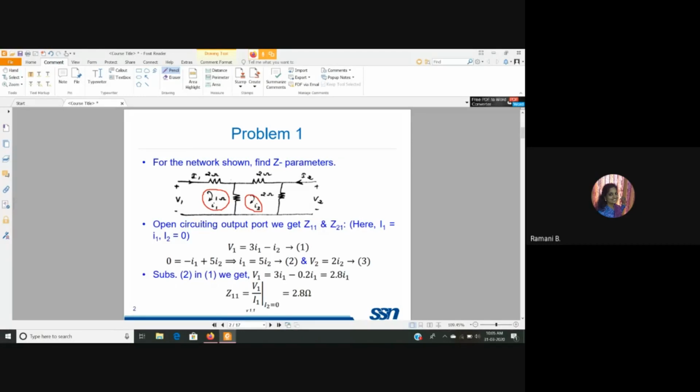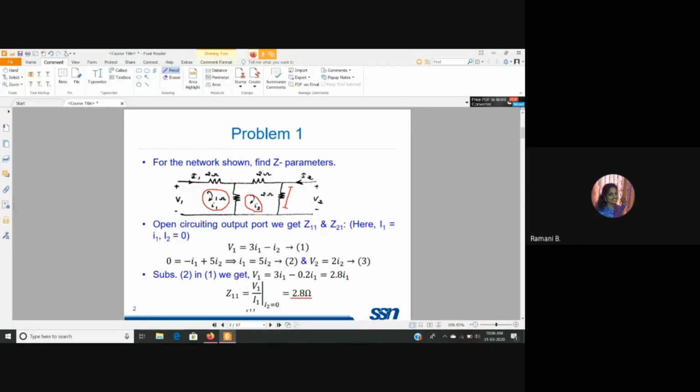So from this we will get I1 is equal to 5I2, and also we have V2 here. As it is open circuited, V2 will be directly the voltage drop across this 2 ohm resistor. So V2 is equal to 2I2. So those equations we have written. Now substituting this 2 in 1, we will get the relation in terms of V1 and I1. Here the capital I1, the current entering the port, and the mesh current I1 are the same. So we get V1 by I1 directly from that. So we get Z11 is equal to 2.8 ohms.